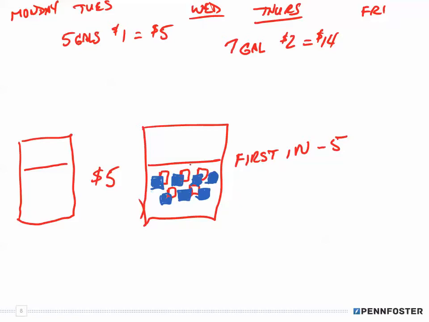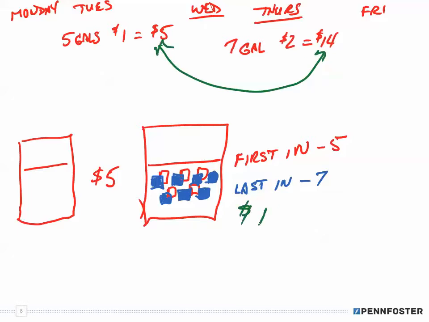Your first five that you put into the refrigerator were the first ones in, and you pushed them to the back. Then you had seven that you had to put in, so you put them in the front, but they were the last ones in. Last in was the seven of them, and you close the refrigerator door. Now, the question becomes, what's the total value of the milk that's in the refrigerator? Well, obviously, the total value is this $5 and this $14. So the total value of the milk in the refrigerator is $19. That's your goods available for sale.